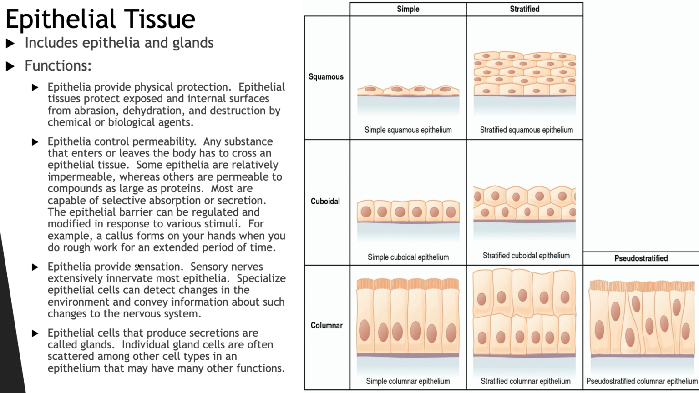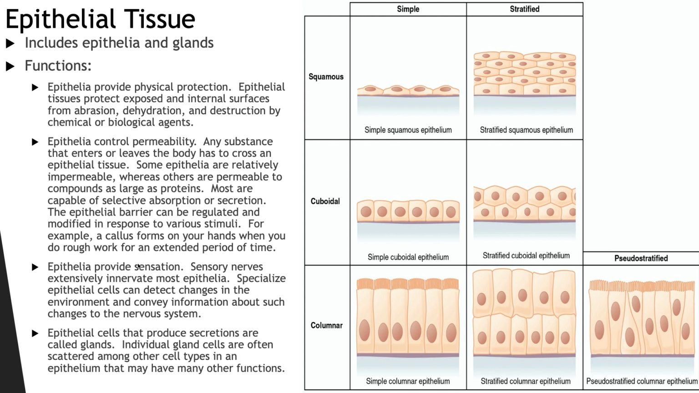A lot of epithelia are relatively impermeable, whereas others are permeable to compounds such as large proteins and things like that. There's a reason for that. So you don't want your skin being able to let anything through. Otherwise, anything we come in contact with, anything we touch is going to cross directly over into your body.